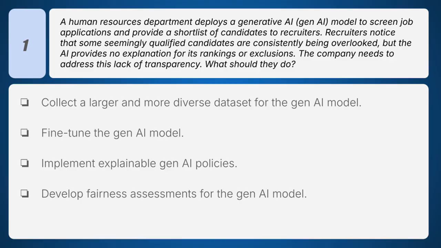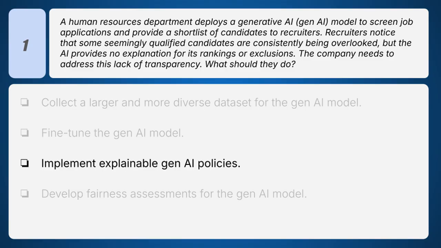What should they do? A. Collect a larger and more diverse dataset for the Gen AI model. B. Fine-tune the Gen AI model. C. Implement explainable Gen AI policies. D. Develop fairness assessments for the Gen AI model.